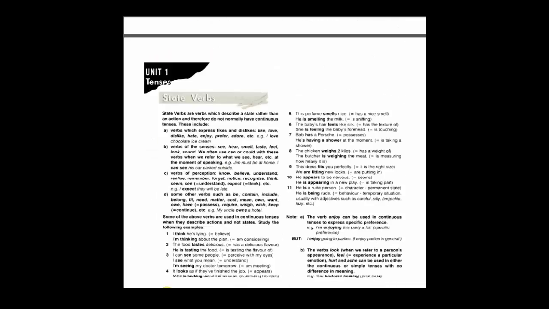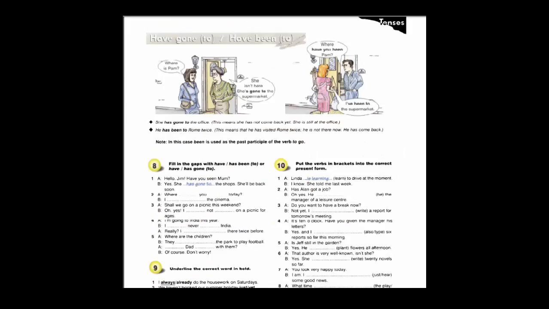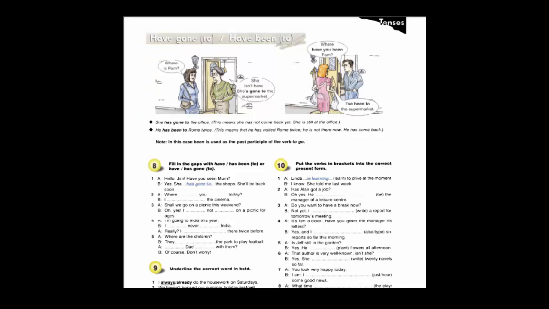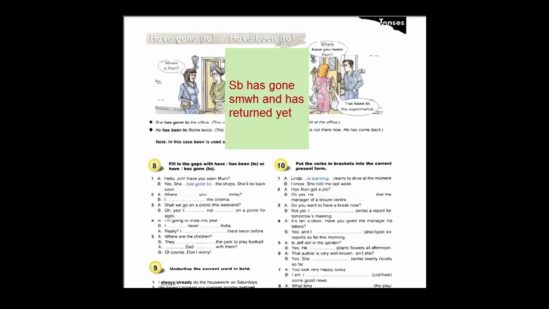And also, I would like to explain the difference between have gone to and have been to. The main difference between these two expressions is that have gone to means that somebody has gone somewhere and she or he hasn't returned yet. Have been to means that he or she has returned and is at home now.